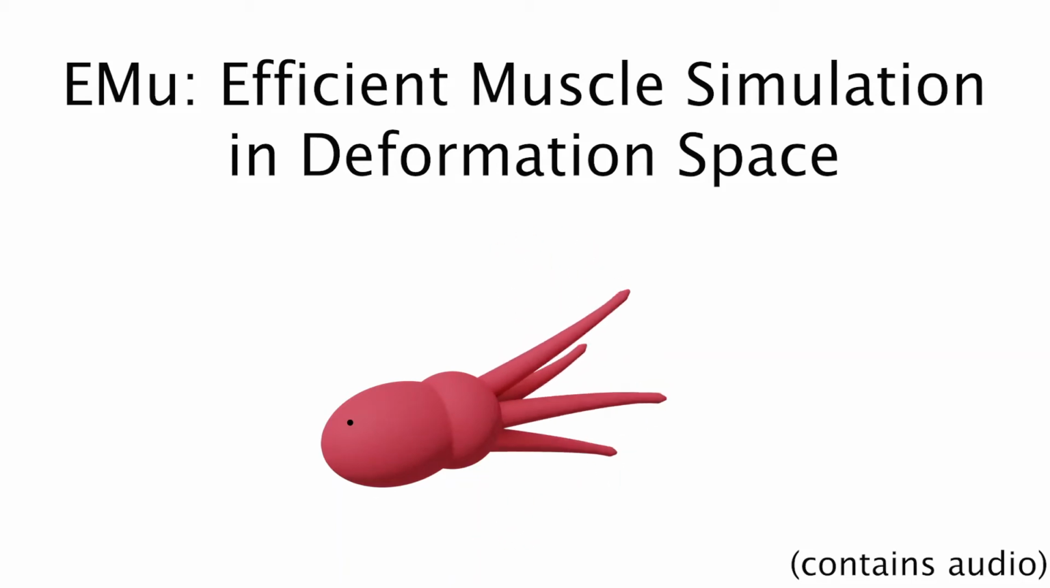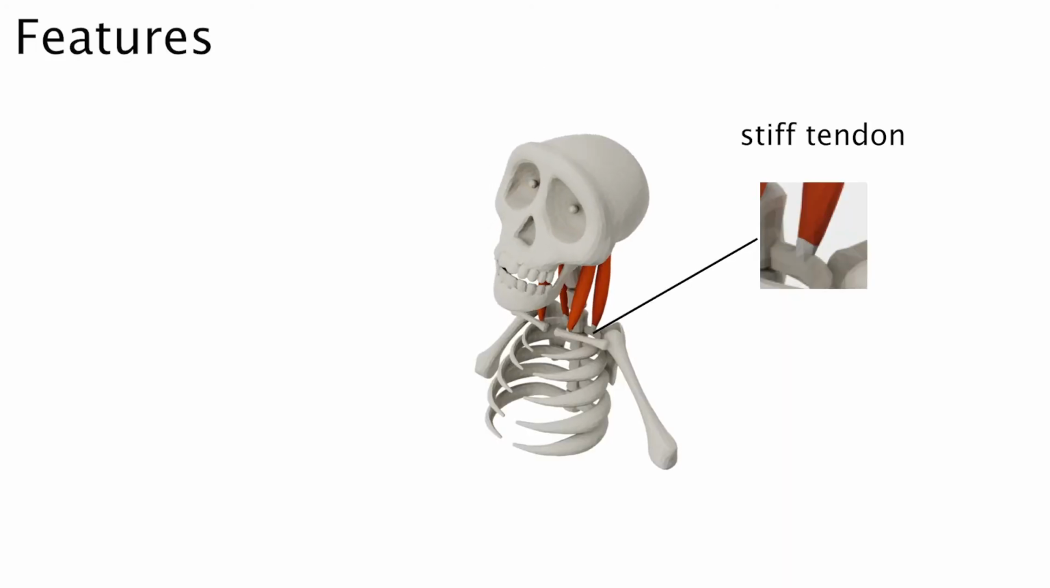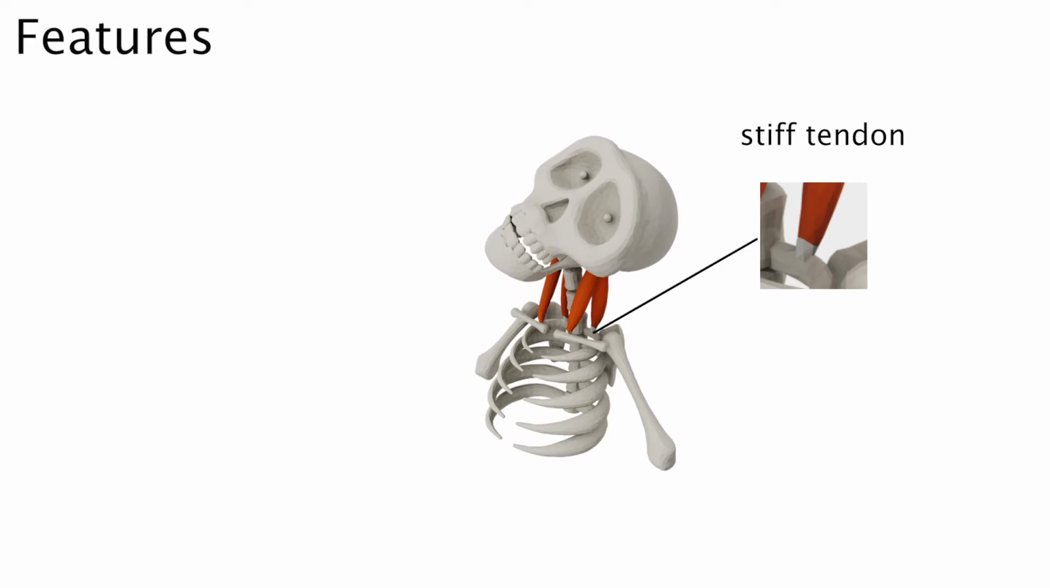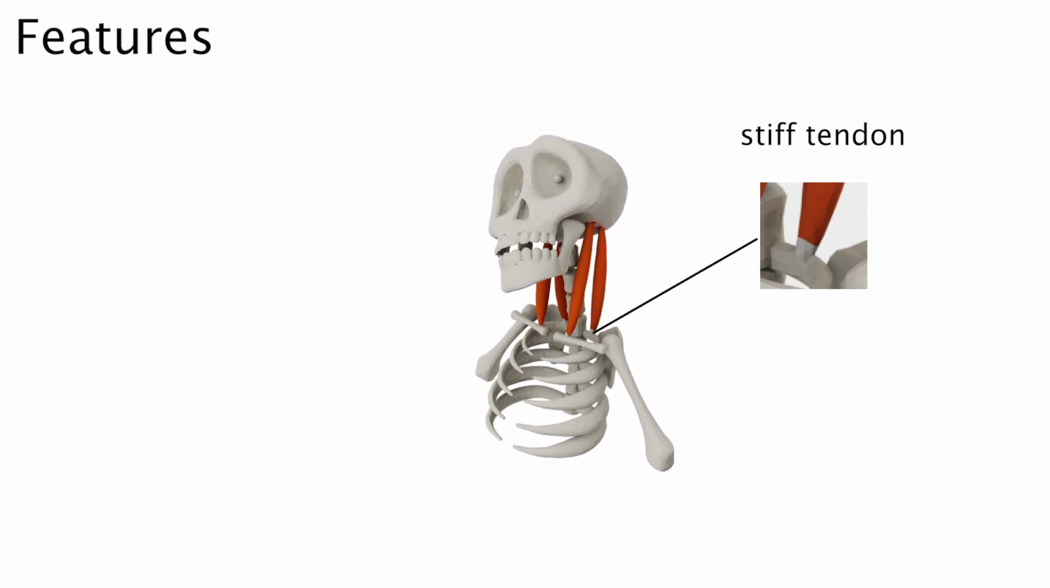EMU is an all-encompassing musculoskeletal simulation framework that handles joints and preserves volume during muscle contraction. EMU handles stiff tendons and nearly rigid bones. It allows for anisotropic muscle fibers with realistic activation models and realistic material parameters.